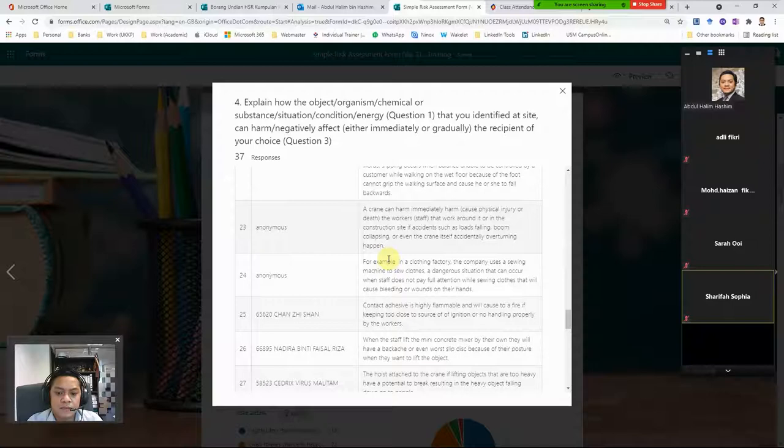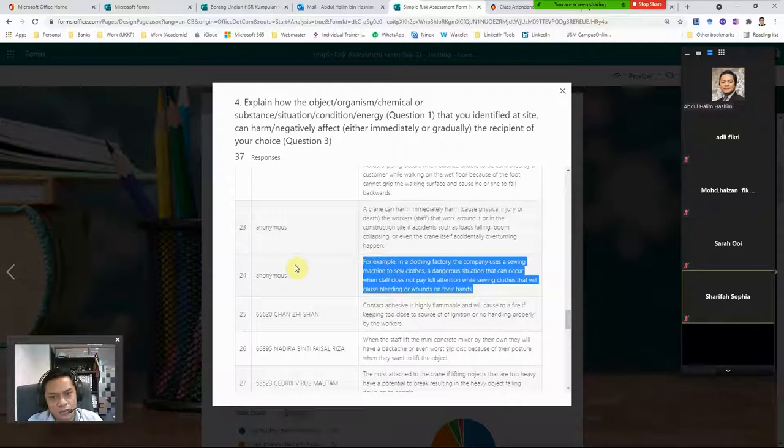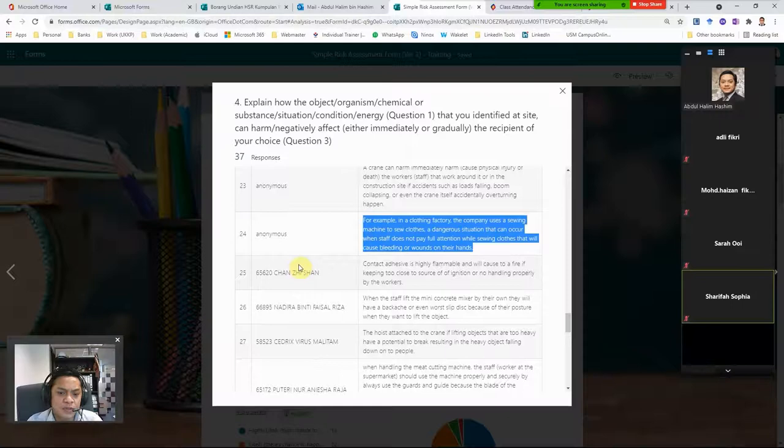Okay, this is another example which is not good. The company uses a sewing machine to sew clothes, a dangerous situation that can occur when staff does not pay full attention while sewing clothes that will cause bleeding or wound on their hand. So, what occurs when that staff does not pay full attention? What does that person do to put him or her in harm's way?